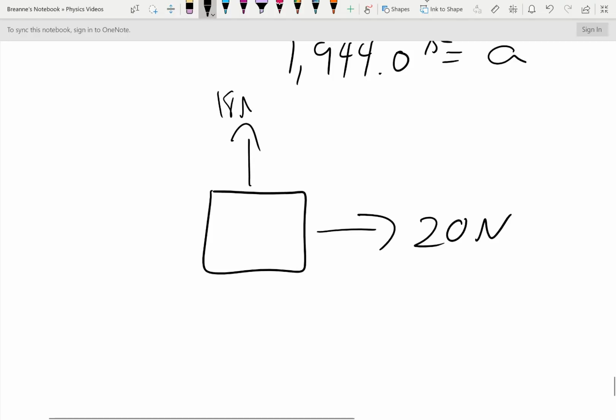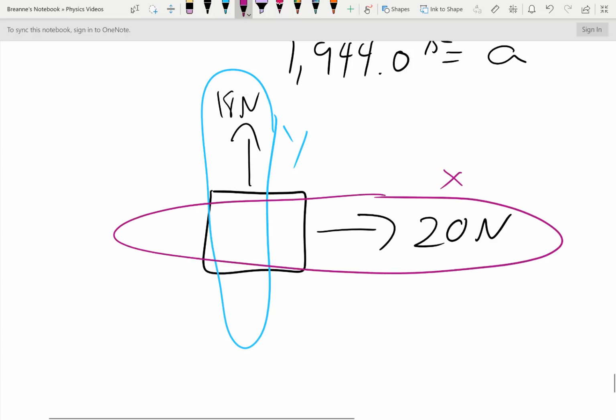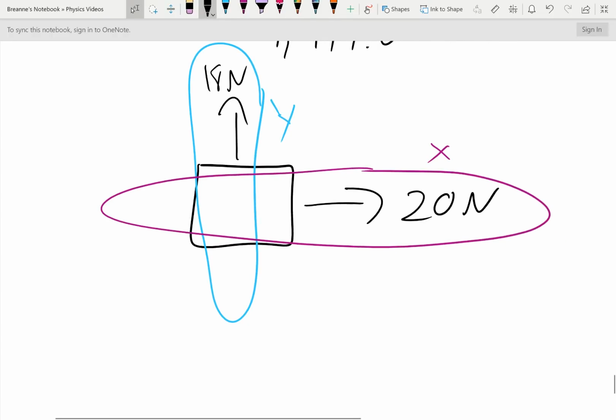So 18 newtons north. Which direction is this box going? So remember, all the forces in the y direction only interact with forces in the y. All the forces in the x direction only interact with forces in the x. Lucky for us, we don't have any forces going south or west. So now we just make a triangle. So we know it's going 20 east and 18 north.